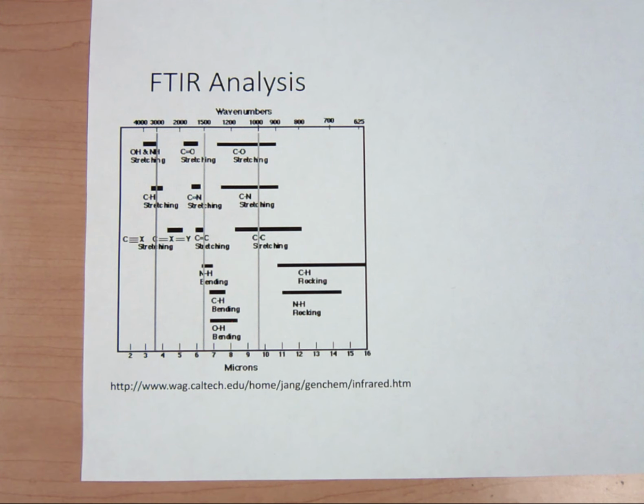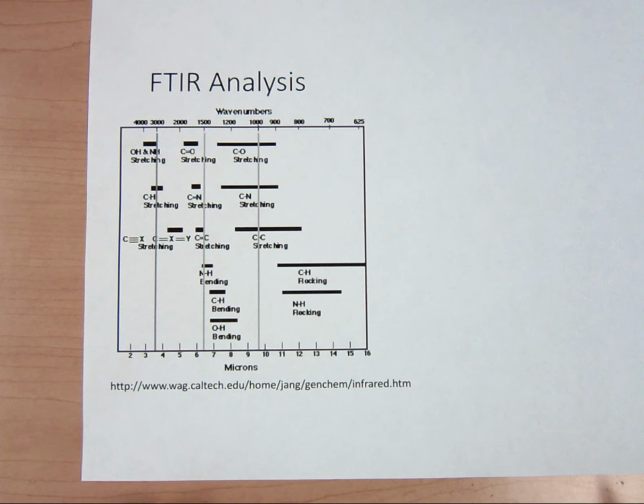So we consider how to do FTIR analysis, and we've gotten our spectrum. There's a variety of ways to approach this, but in general what we're going to be doing is comparing what peaks we see on the spectrum to what we know about where different bond frequencies are.